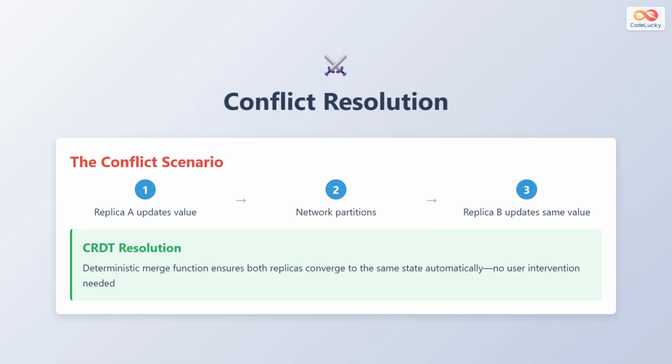Let's see how CRDTs handle conflicts. Imagine replica A updates a value. Then the network breaks and replica B updates the same value. Normally, this creates a conflict, but CRDTs have a deterministic merge function. When replicas reconnect, this function automatically reconciles both updates without human intervention. The merge function always produces the same result regardless of which update is seen first. Conflicts are resolved automatically and consistently.